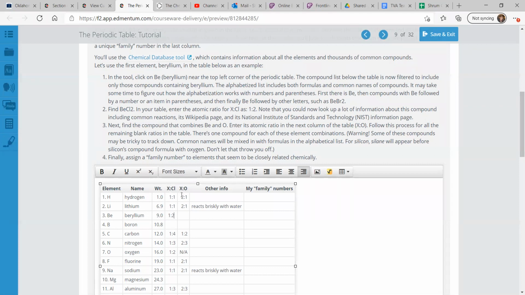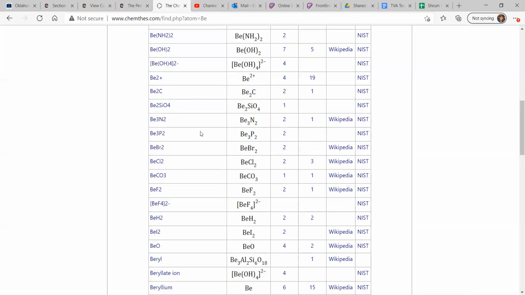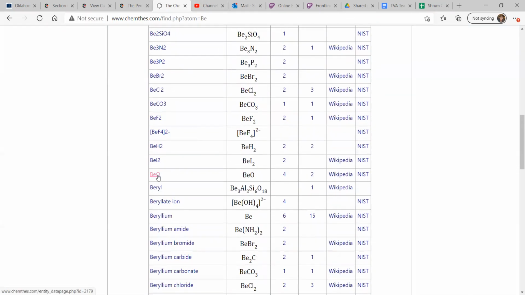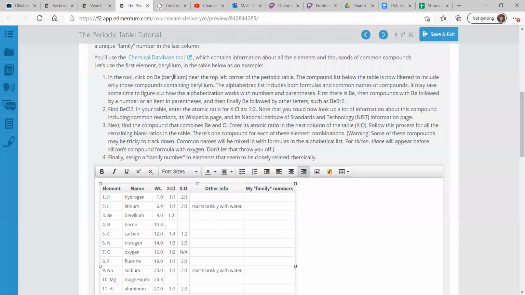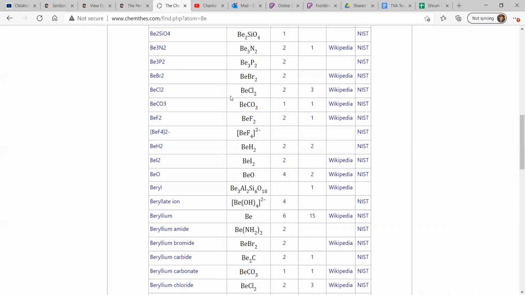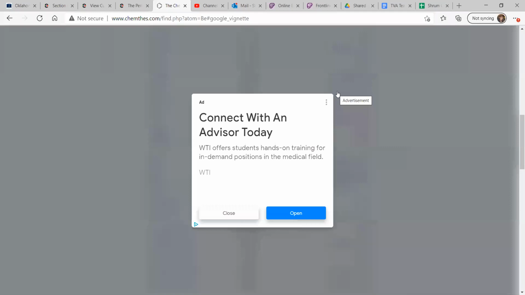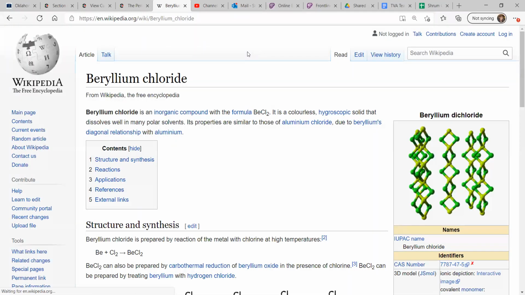And then we're going to do the same for this element to oxygen ratio. So that's a 1:1. And if you need more information, you can look at the Wikipedia pages too.